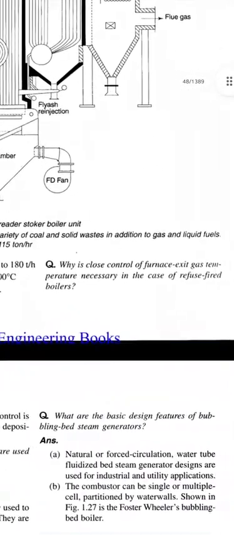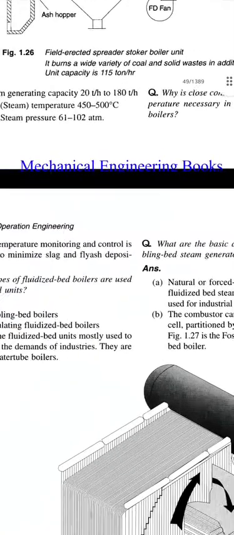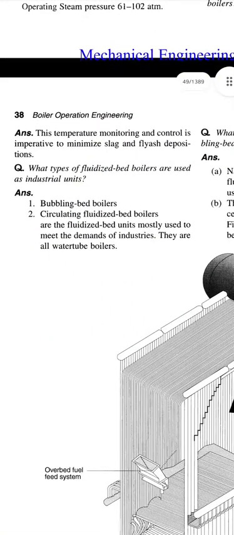Next question, why is close control of furnace exit gas temperature necessary in the case of refuse fired boilers? Answer, the temperature monitoring and control is imperative to minimize slag and fly ash deposition.